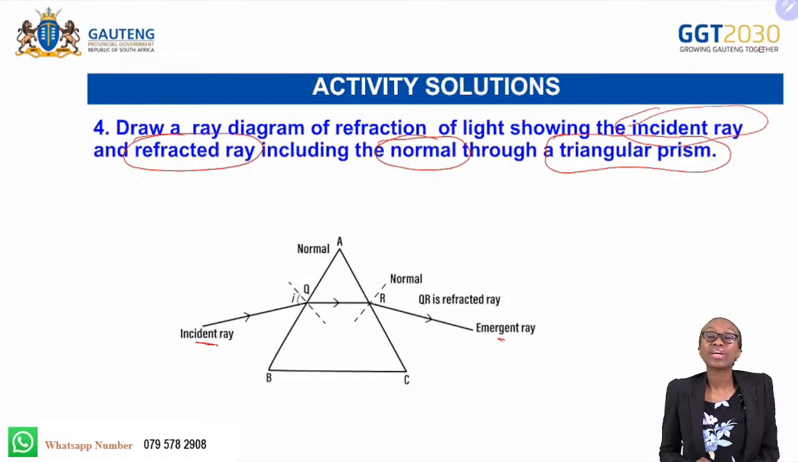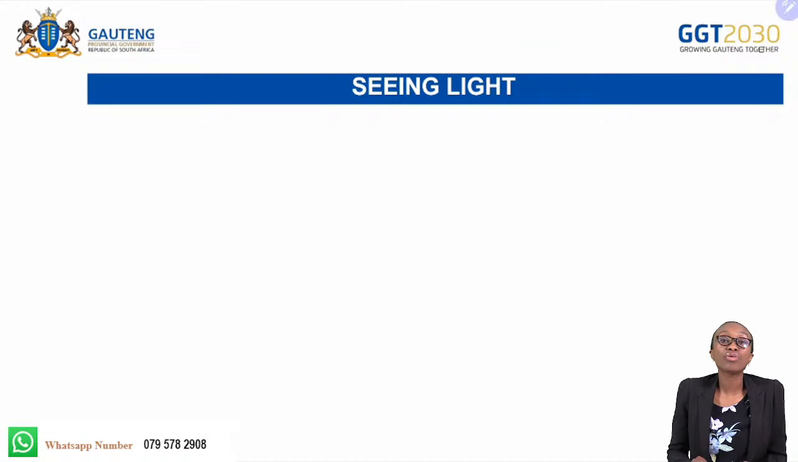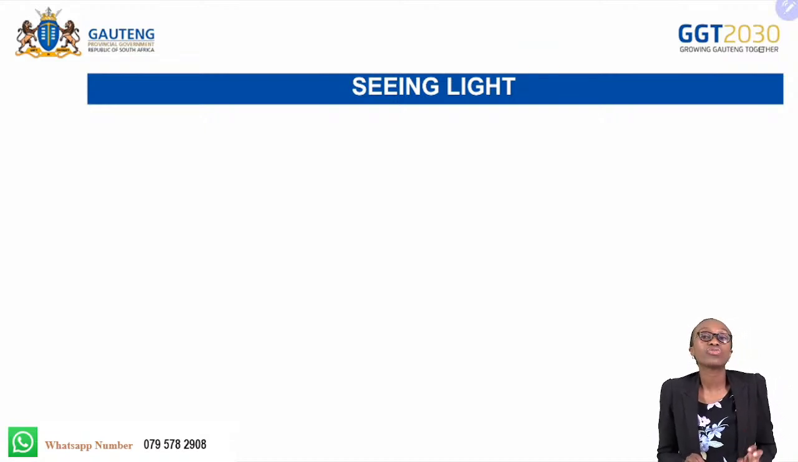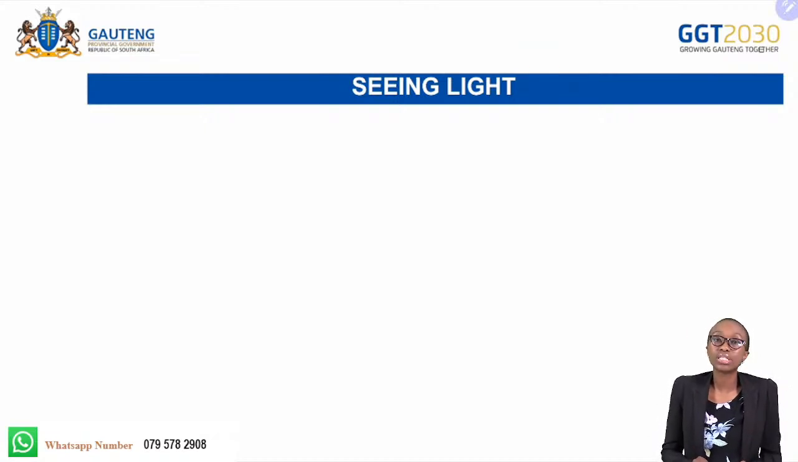Welcome back. I'm sure you had quite a bit of time to copy down the diagram. Now let's move on to seeing light. We've covered refraction of light. Now let's move on to seeing light. So here we're basically learning how we see light.